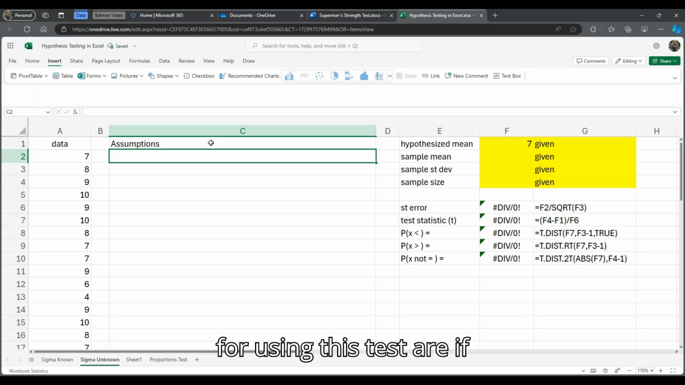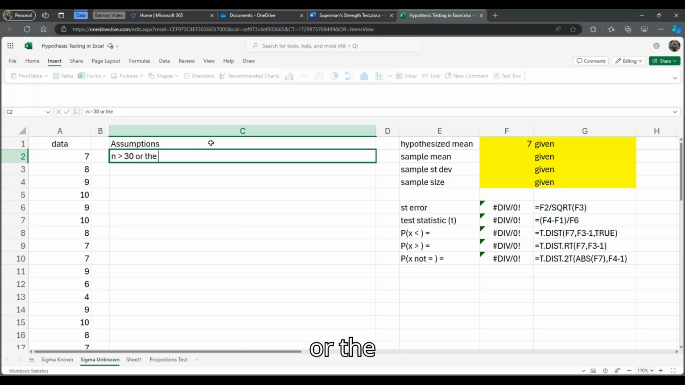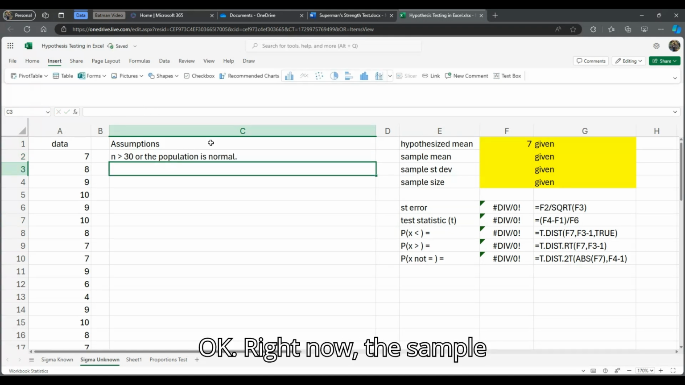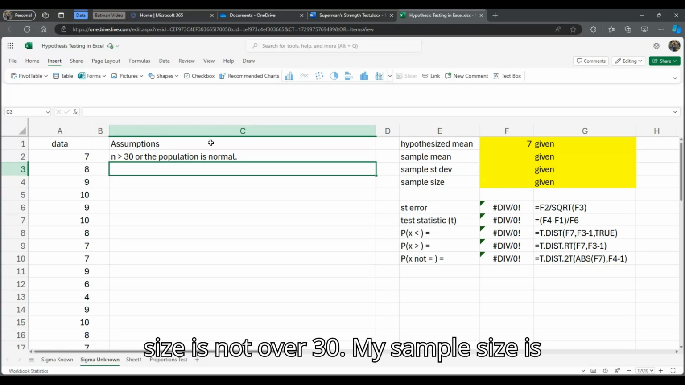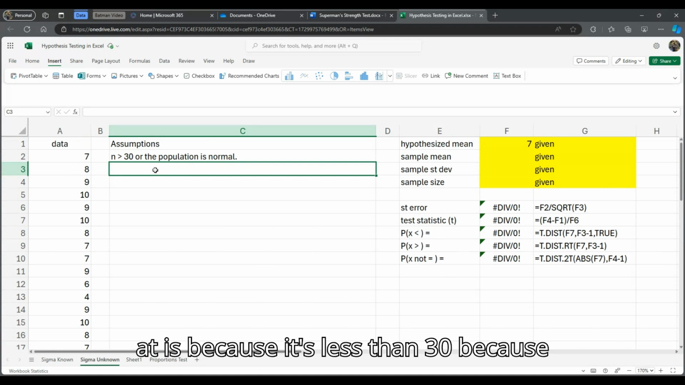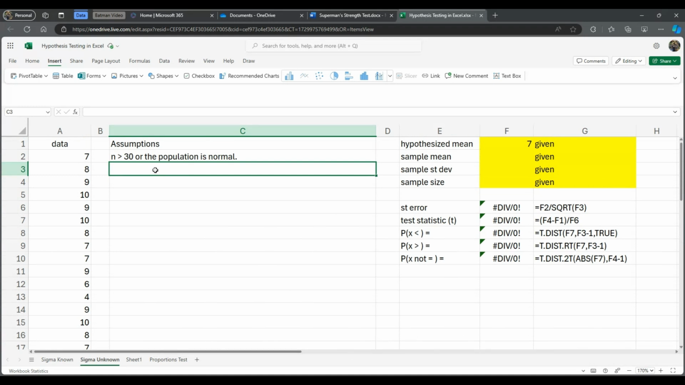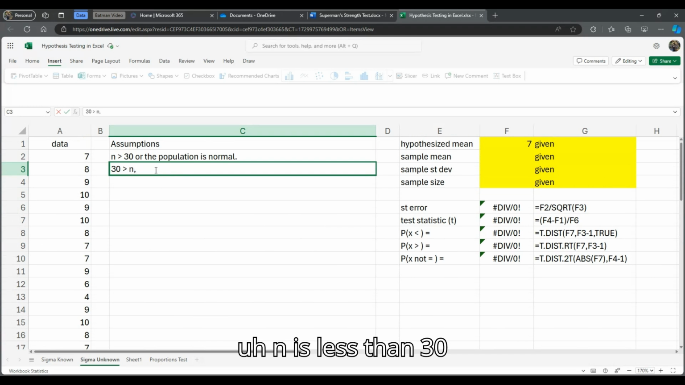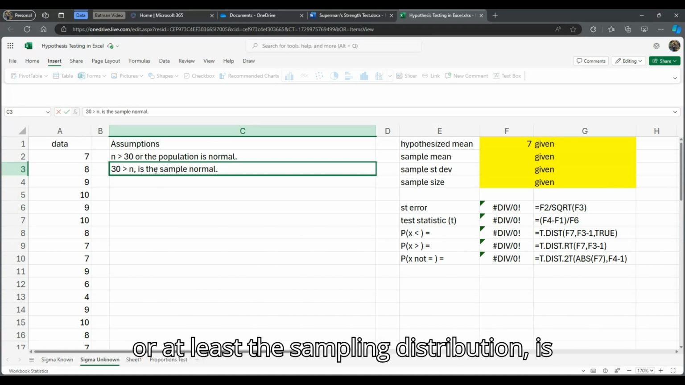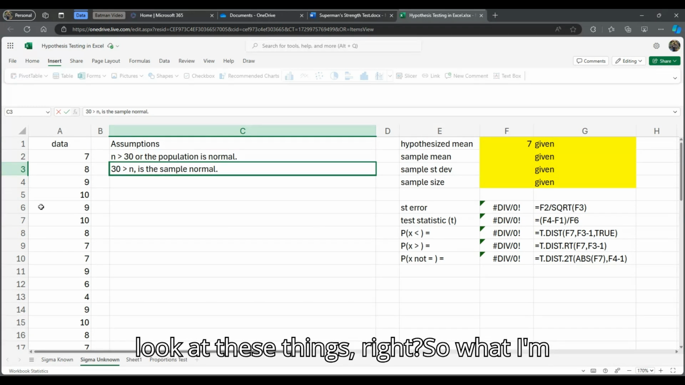Now, our assumptions for using this test are if n is greater than 30 or the population is normal, then this is perfectly okay, right? Now, the sample size is not over 30. My sample size is 20. And so because n is less than 30, what I need to look at is, is the sample normal, right? So if the sample is normal, we can say that the population, or at least the sampling distribution, is going to be normal. And so we tend to look at these things, right?